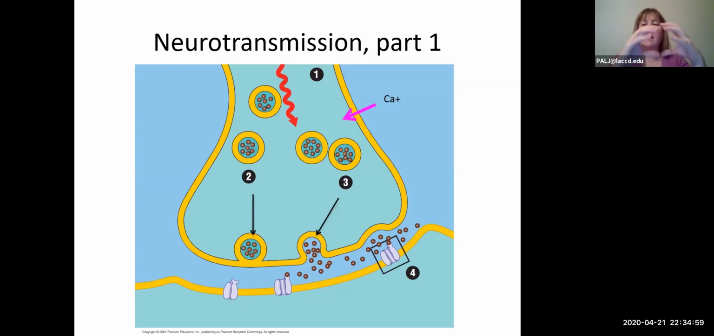That influx of calcium will cause vesicles filled with neurotransmitters to undergo what's happening in number 3. That's right. They're moving all the way to the plasma membrane and undergoing exocytosis. And they are releasing their contents into, what's that little space called? The synaptic cleft. All right, should we do that part again?